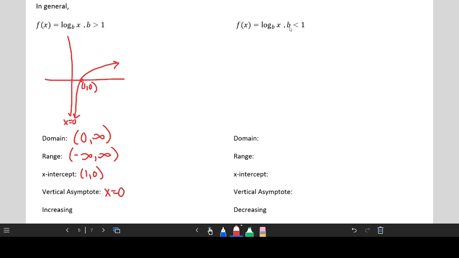Okay, let's talk about what happens if your base is less than 1. We didn't graph that in this video yet. We graphed some exponential functions where the base was less than 1. Our bases are always going to be positive. But when the base was less than 1, this is what the exponential function looked like. It was approaching the horizontal asymptote to the right, as opposed to other bases approaching it to the left.